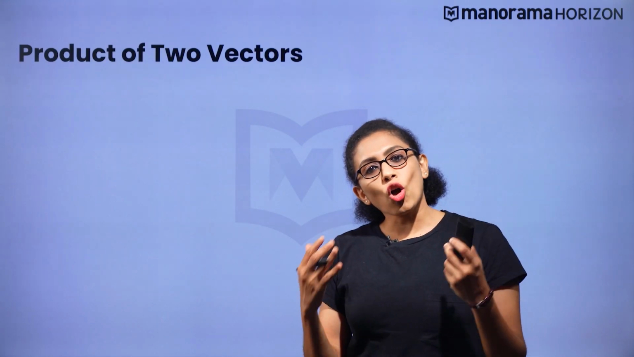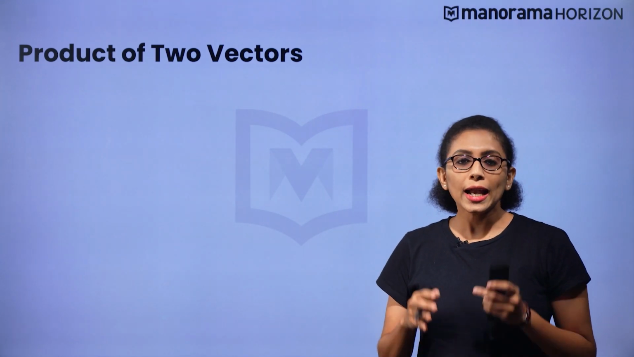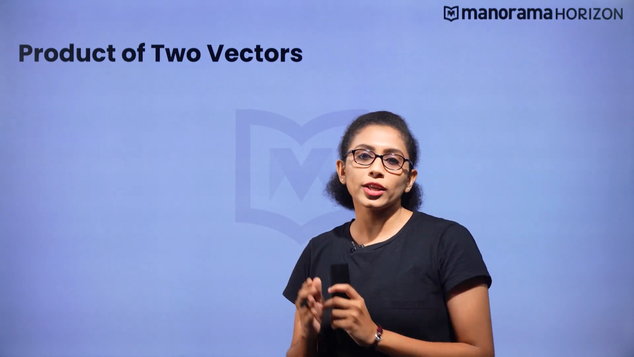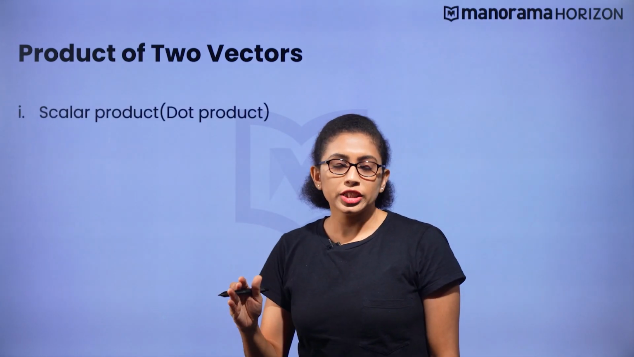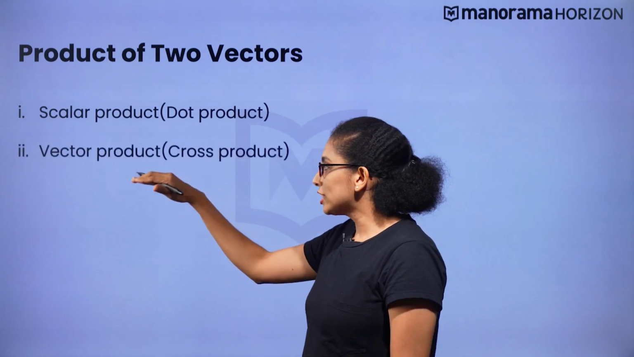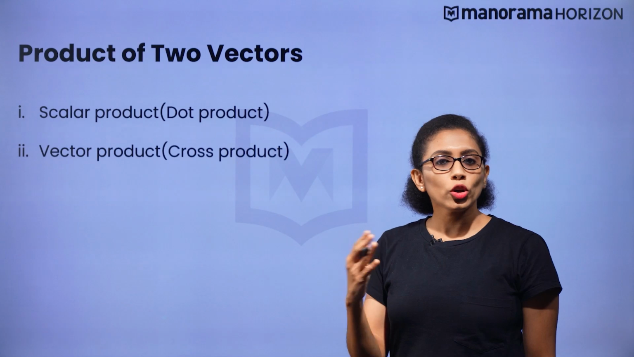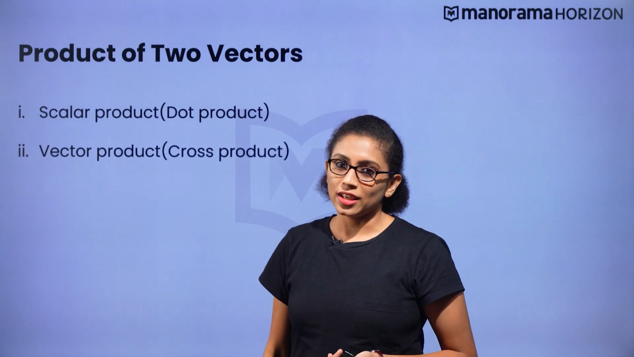Here, we are going to discuss the product of two vectors. And there are two types of products of vectors. One is the scalar product, which is also called the dot product. Another one is the vector product, which is also called the cross product. Now, let's discuss them one by one in detail.